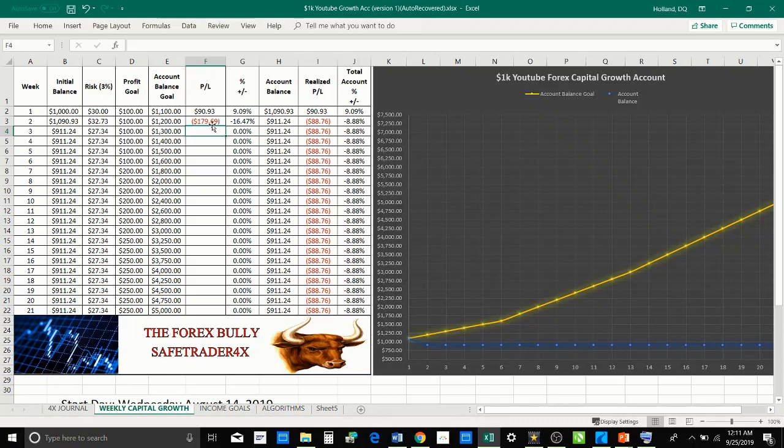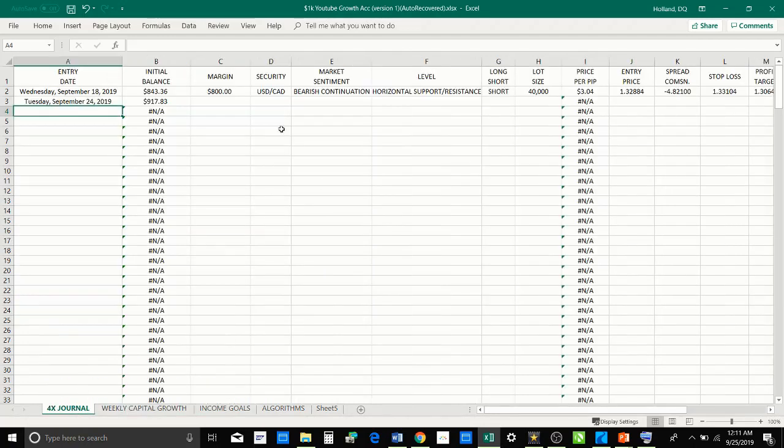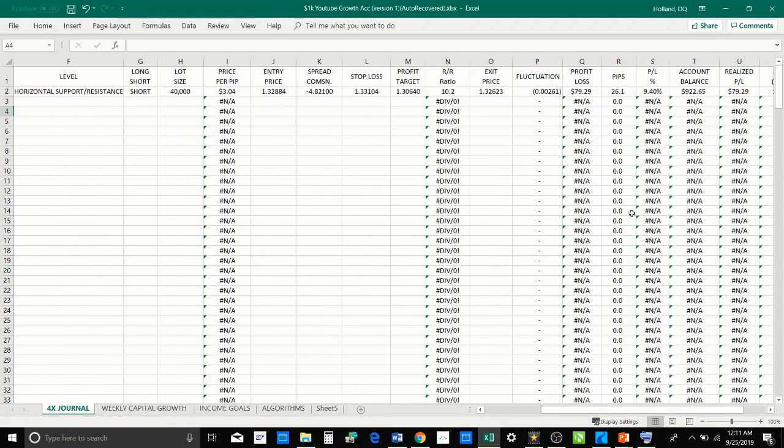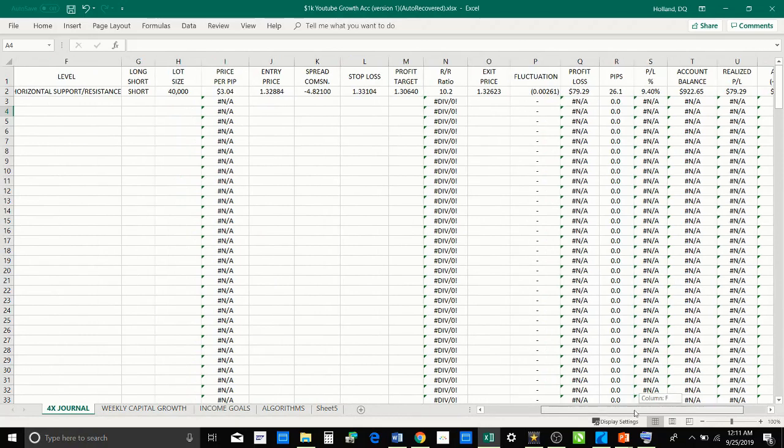I pretty much always use 3% risk unless I feel real good about a trade, I have good confluence in the trade, and I have multiple indicators and oscillators telling me the same thing. So like I said, this is probably about 8 trades, and you'll see I've updated my journal. That's for my USD CAD trade. I made about 26 pips on that, $79.